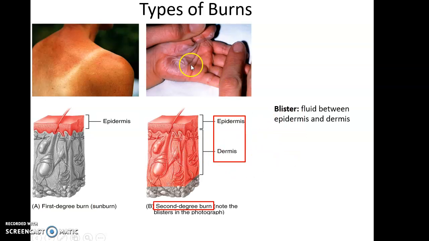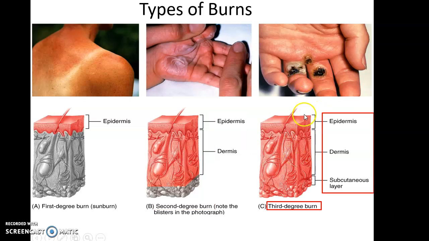Second-degree burns. Second-degree burns burn through the epidermis and into the dermis. This causes, again, redness, pain, swelling, and often a blister forms. A blister is when the epidermis separates from the dermis and then fluid fills between the two structures. So a blister, epidermis separates from the dermis and fills with fluid.